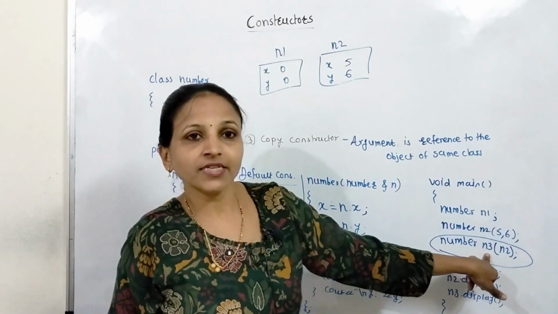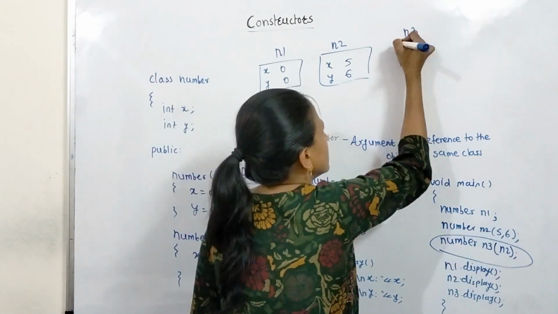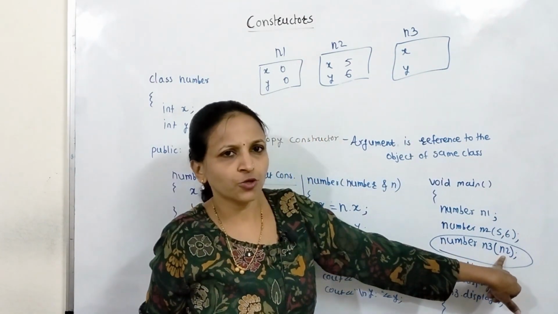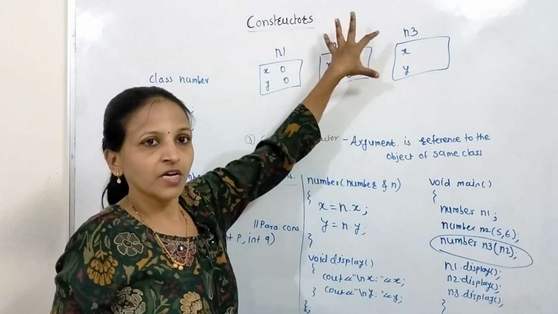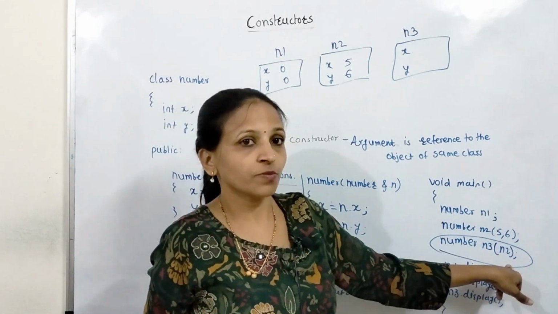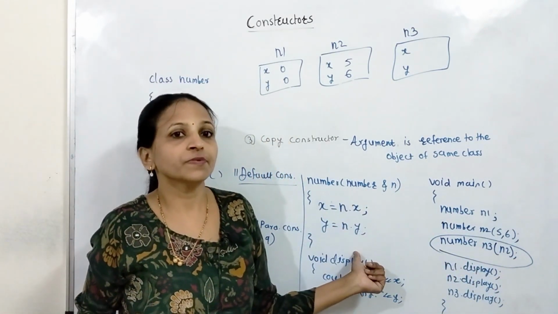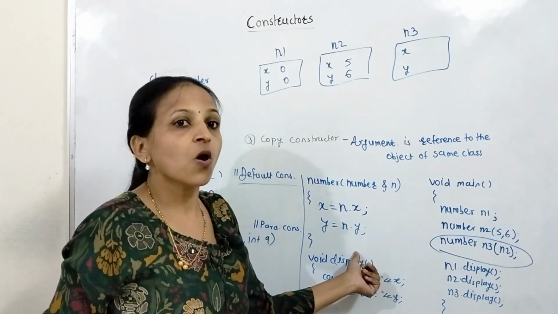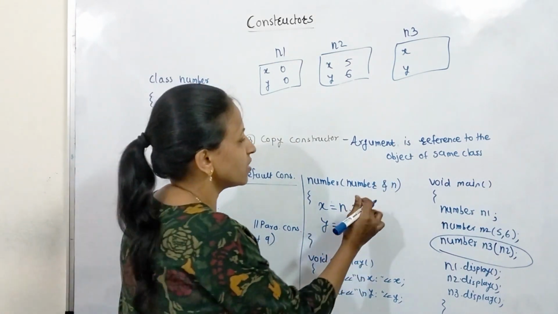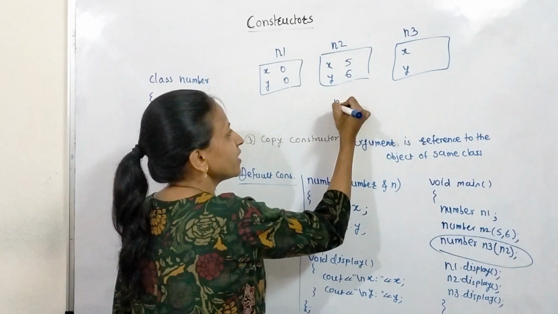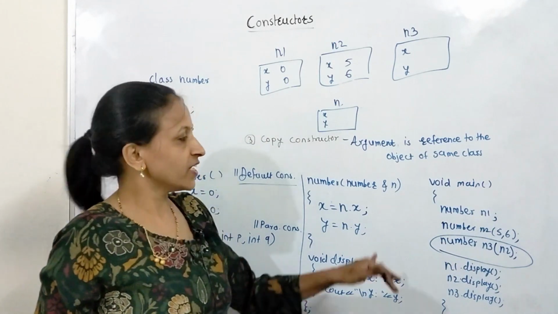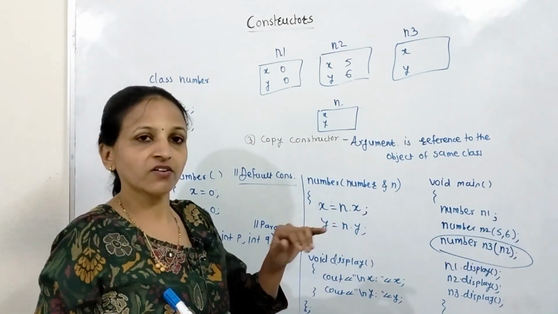Now I have created the next object, that is n3. It will again have internally x and y, but I am passing here n2. See, where is n2? Here is n2. Now this object I am passing while creating the n3 object, and that's why automatically this copy constructor will get called. And see, here I have not written only n. Suppose I had written only n, then n would be created as a formal argument, and whatever values of n2 would get copied into that n, and those would get assigned to x and y of n3.